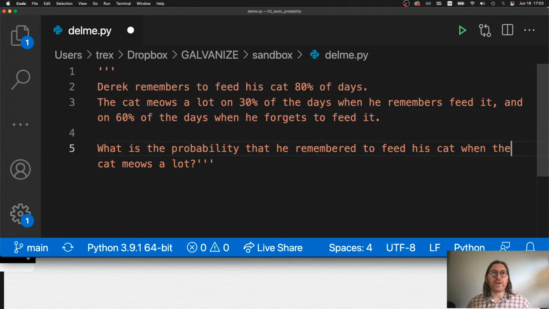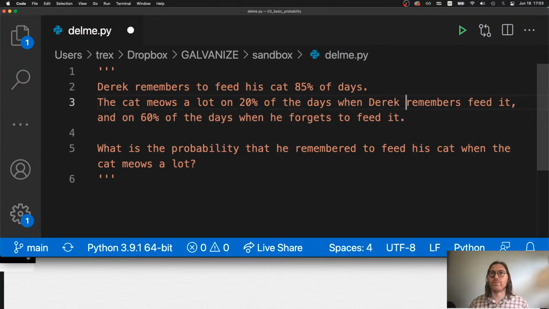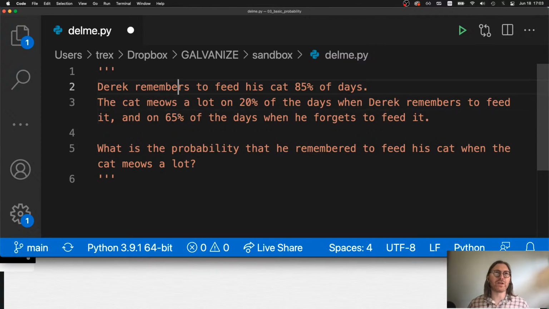And we can change those numbers, right? So maybe he remembers to feed his cat. Let's make him a little bit of a better pet owner, let's say 85% of the time. The cat meows a lot on 20% of the days when Derek remembers to feed it, and on 60%, let's do just 65 or something, of the days when he forgets to feed it. What is the probability that he remembers to feed his cat when the cat meows a lot?